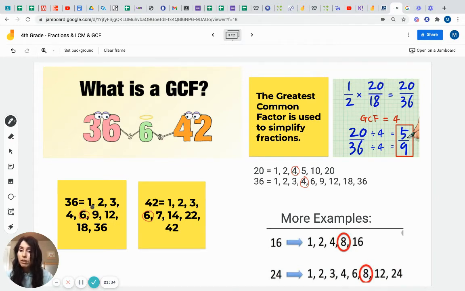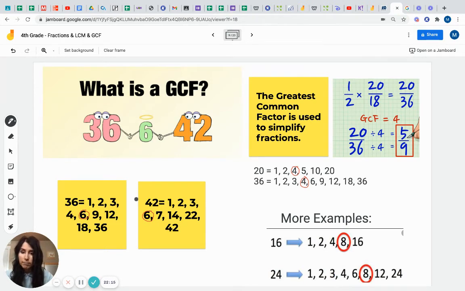So you would say 1 times 36 is 36, 2 times 18 is 36, 3 times 12 is 36, 4 times 9 is 36, and 6 times 6 is 36. These are all of the factors that coordinate with 36, that make the product 36. Then I'm going to look at all of the factors that make up the product 42. Product means answer. So I would start with 1 times 42, 2 times 21, 3 times 14, and 6 times 7 equals 42.